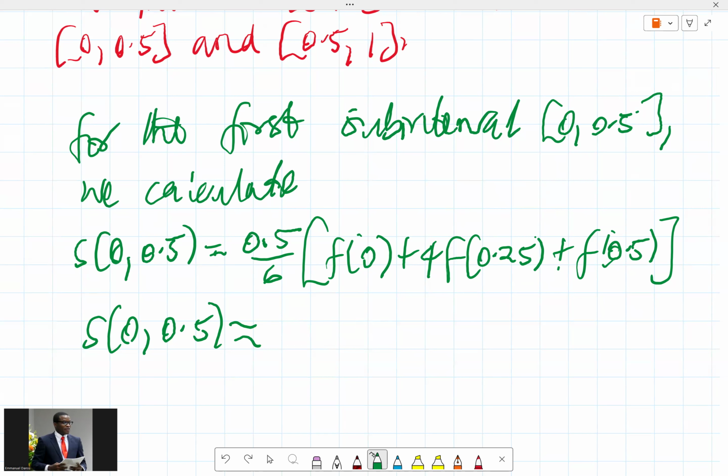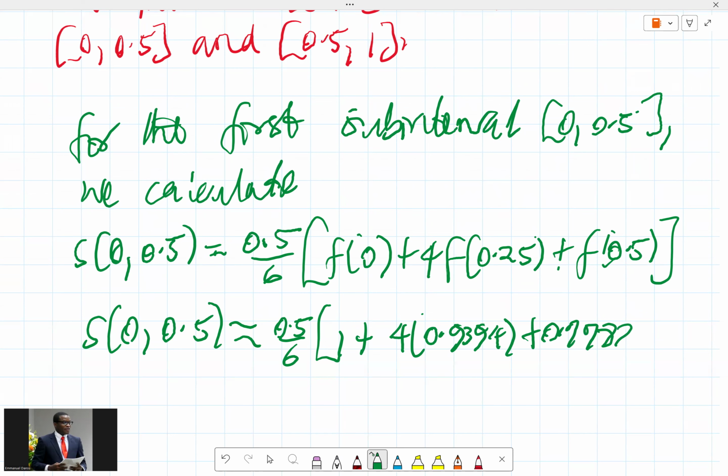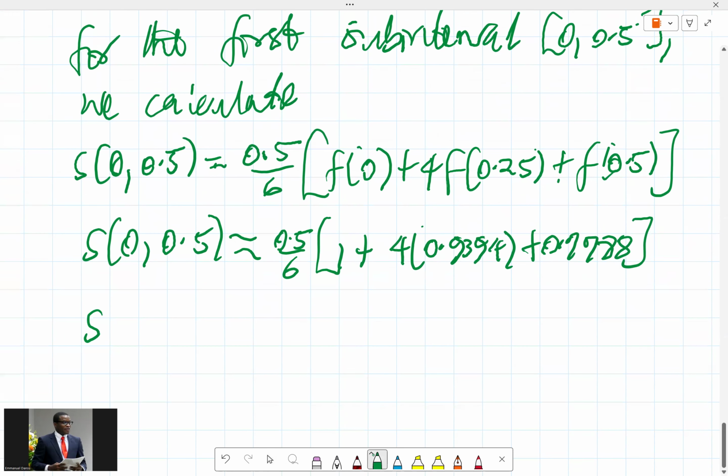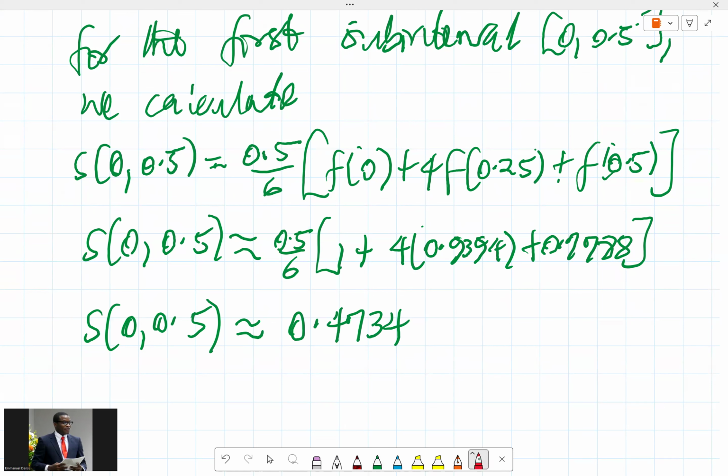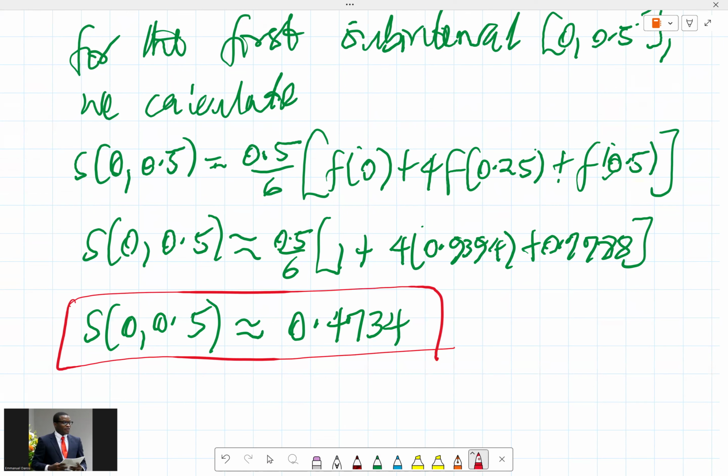So this is like 5 over 60, if you like, or 0.5 over 6 still. So f of 0 is 1. So we have 4 into f of 0.25, which is 0.9394, plus 0.7788. So S of 0, 0.5 is approximately 0.4734. So we have this in place.